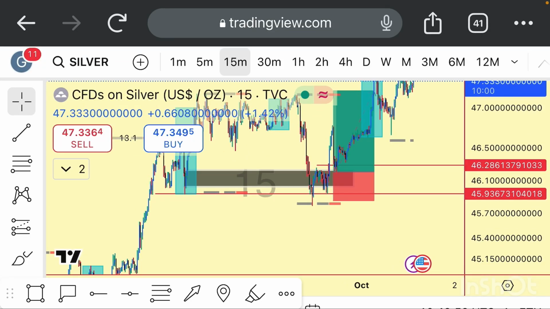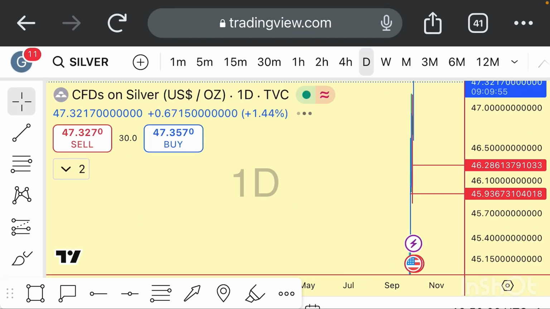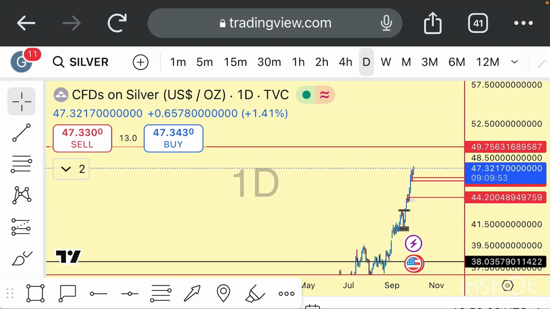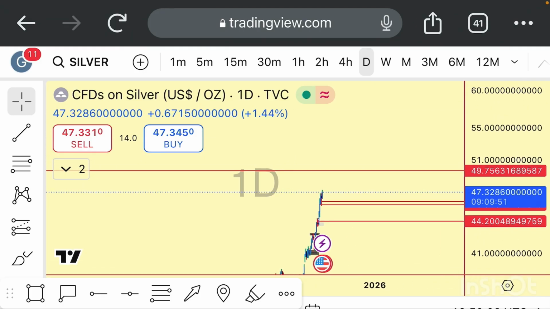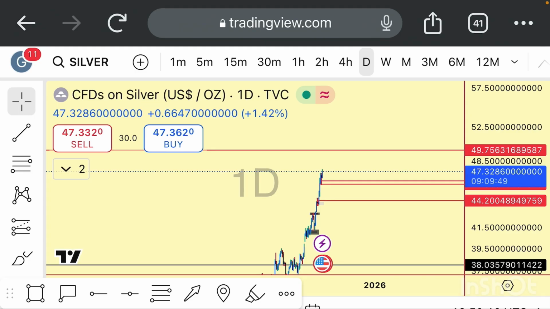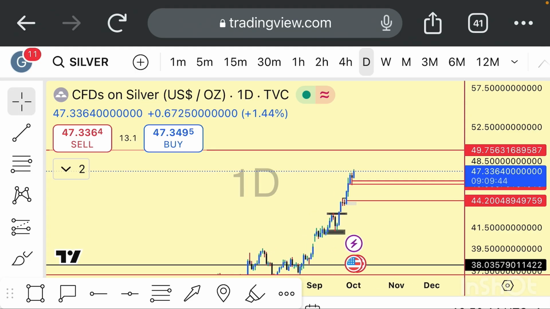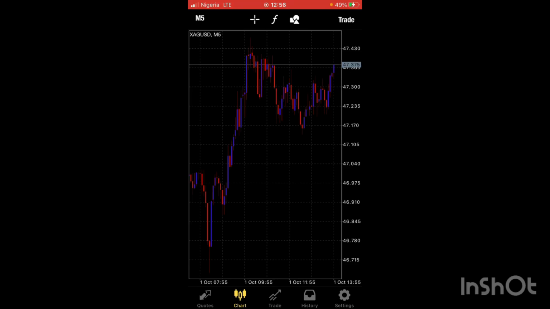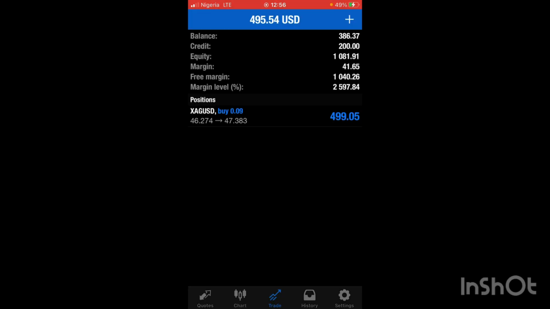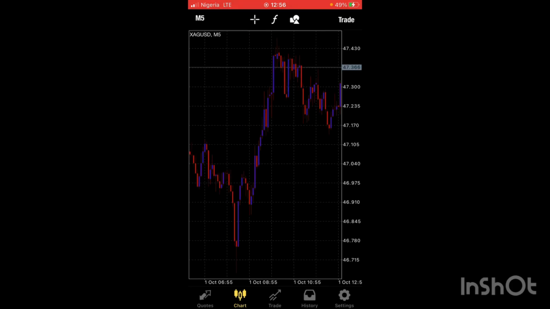If you go to a higher time frame, silver is basically on a very bullish run, and from my analysis, this is where I want the bullish trend to end. You can see we have this red line right there. This is our USD, that's silver. Look at what the trade is giving me right there. So I'm still waiting. Let's discuss what forex is in just a minute.